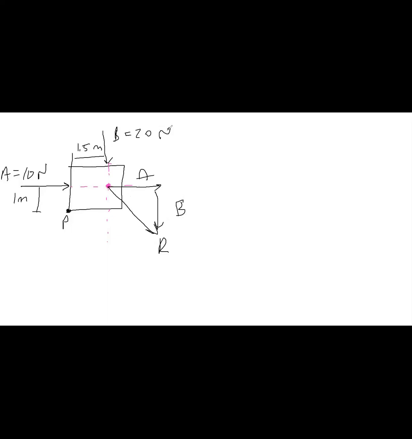If we extend this x-axis here, the resultant's line of action crosses the x-axis at this point. So from here to here, that's x bar. We know that from here to here is 1.5 meters. So we have to find this distance, D, I'll call it. X bar is going to equal 1.5 plus D.